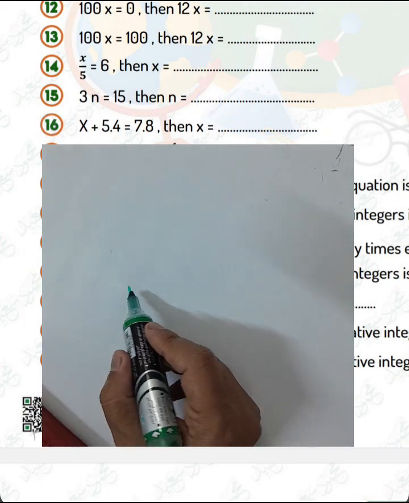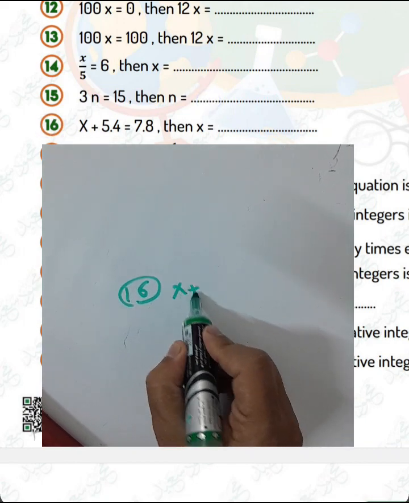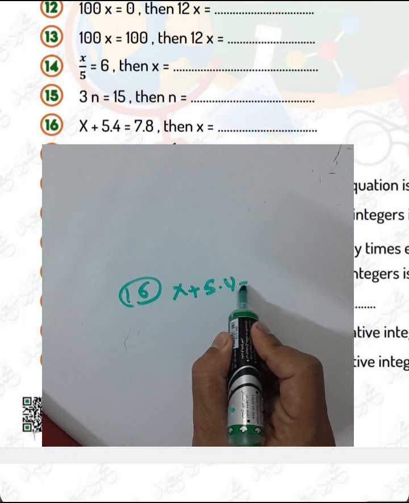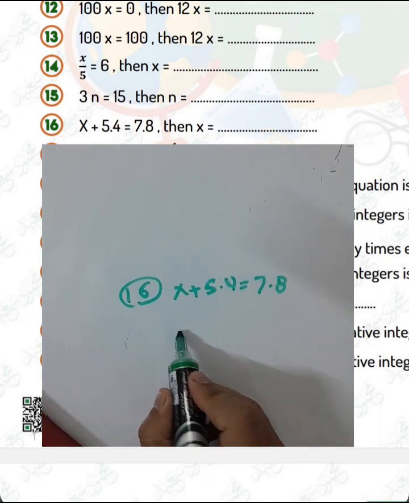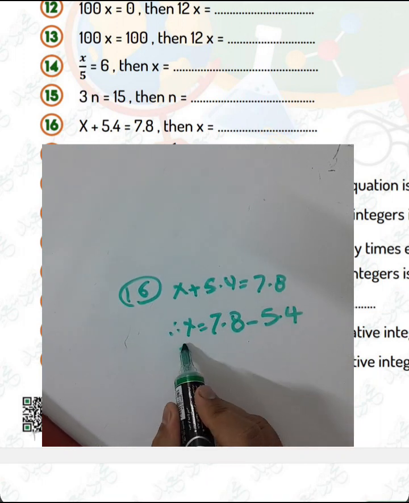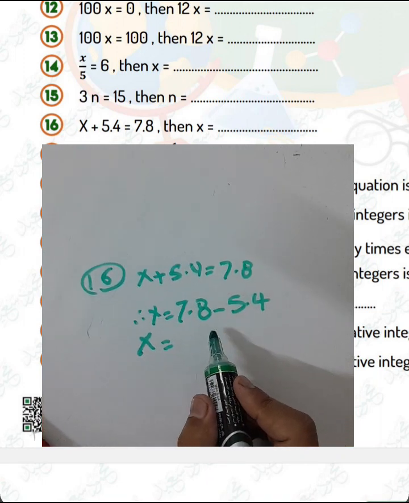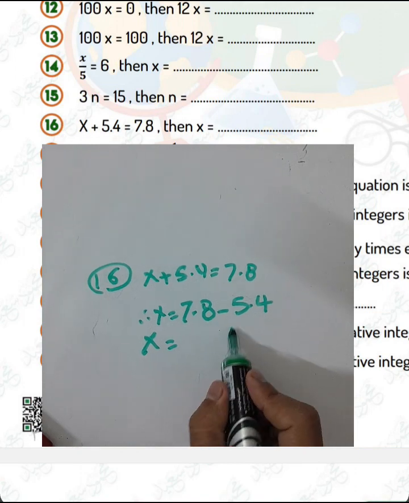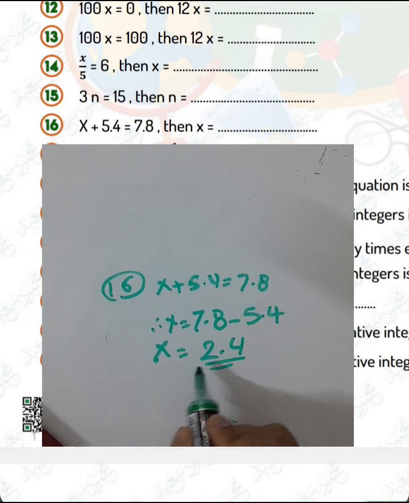Question 16. x plus 5.4 equals 7.8, then x will be 7.8 subtract 5.4. Then x will be the difference between two numbers. Here 8 minus 4, it will be 4, and 7 minus 5 equals 2. The result will be 2.4.